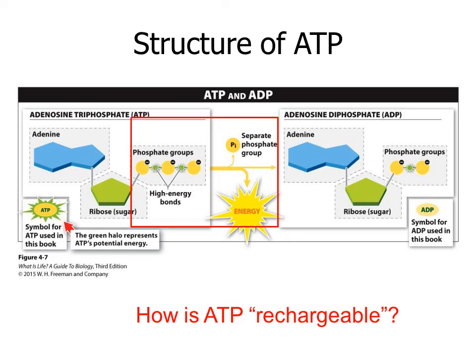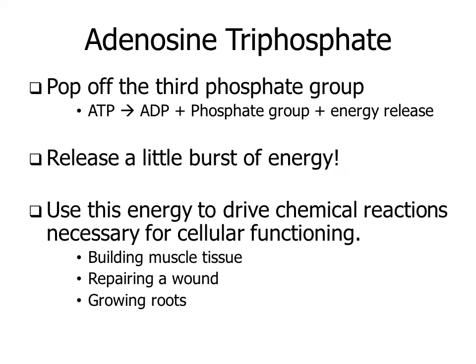So that's what I boxed here in red. ATP on the left has those 3 phosphate groups with those high energy bonds between them. Then a phosphate group will come off, releasing energy. You then have an ADP, or adenosine diphosphate, because now there's only 2 phosphate groups. So how is it rechargeable? We can add that phosphate group back on to ADP to make ATP, and then we can use that ATP again to do work. It's summarized here.